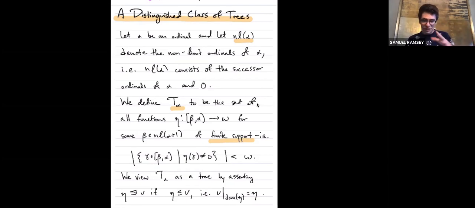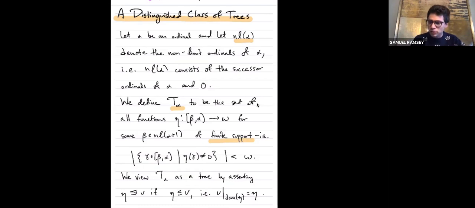If this alpha plus 1 is confusing, you could instead say beta in alpha plus 1, or the empty set if alpha is a successor. But this is a uniform way of saying it. So you only allow the empty function if alpha is a successor, and if alpha is a limit, then you exclude the empty function as one of the elements of your tree. Okay, so you have these functions defined on intervals that begin at non-limits and have finite support. That's the tree.